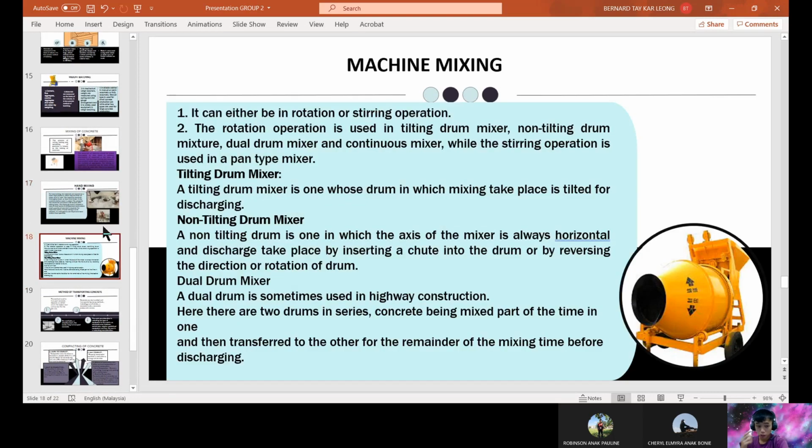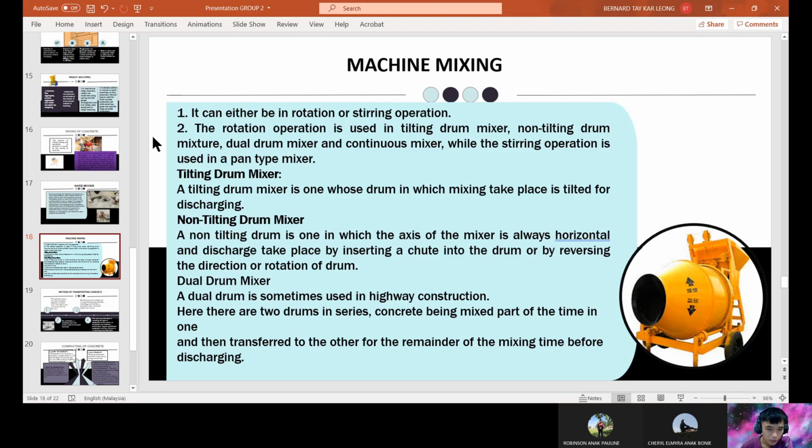The second one, machine mixing. The mixing can either be by rotation or stirring operation. The rotation operation is used in tilting drum mixer, non-tilting drum mixer, dual drum mixer, and continuous mixer, while the stirring operation is used in pan type mixer. Tilting drum mixer.